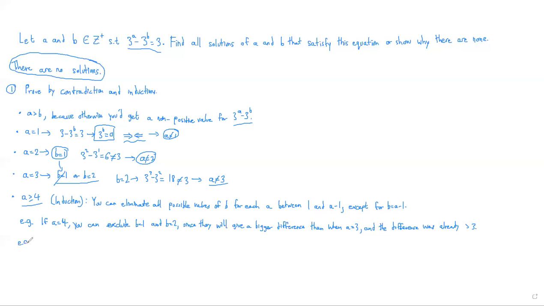And for example, let's try a bigger one. If A is equal to 9, you can exclude B equals 1 to B equals 7, since they didn't work for the first 8 values of A. So that means we can exclude all values except for the case when B is equal to A minus 1. Now let's consider the general case where B is equal to A minus 1.